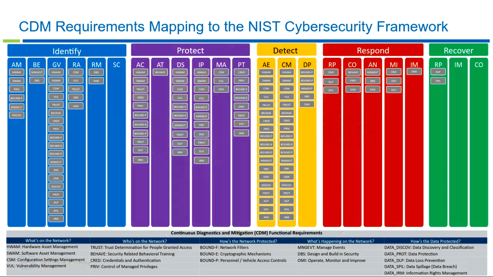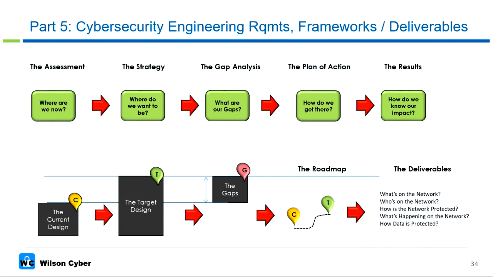When we map CDM to the NIST cybersecurity framework, as we've mentioned a couple of times, there's a very strong alignment with the five main functions: what's on the network, who's on the network, how the network is protected, what's happening on the network, and how the data is protected. They map very closely to the NIST cybersecurity framework. So that's why we are in line with NIST requirements for a cybersecurity program. We've taken NIST from a risk level, and CDM engineers our solutions in order to meet the requirements that have been defined by NIST.